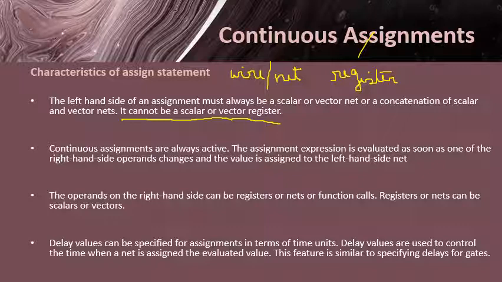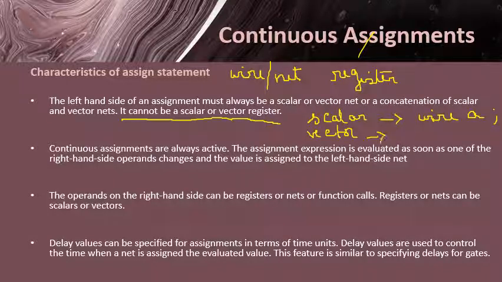And here in data flow modeling, the assignment statements are event driven. That is, they are continuously driven, and hence they do not store any data. That is why the left hand side of the assignment statement can be a scalar or vector net or a concatenation of these two. Now what do you mean by a scalar? Scalar means single bit. Suppose I declare A as a wire A. This means A is single bit data. Now what is a vector?